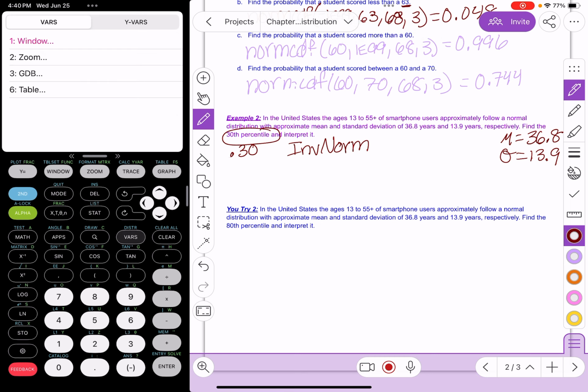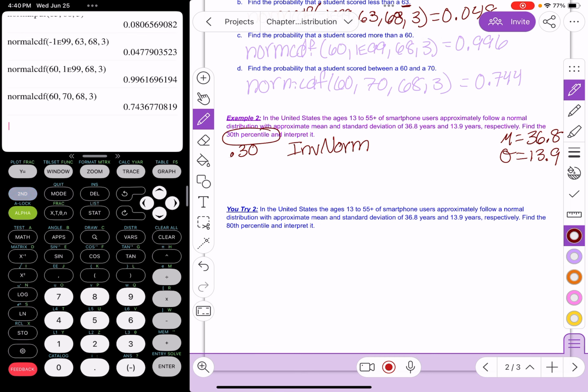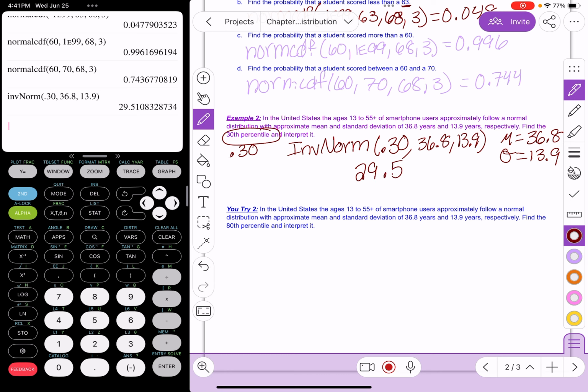Inverse norm. So that's the 3. So second vars 3. So area is 0.3. Mean is 36.8. Standard deviation is 13.9. And then we get 29.5. So that's the value. And then we interpret that.